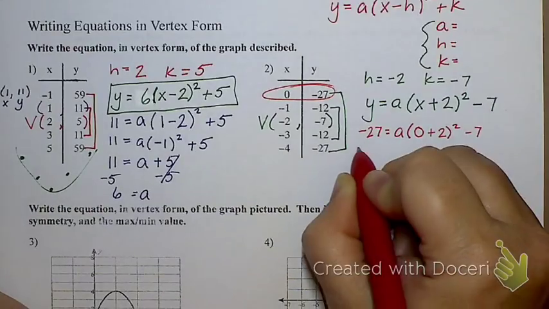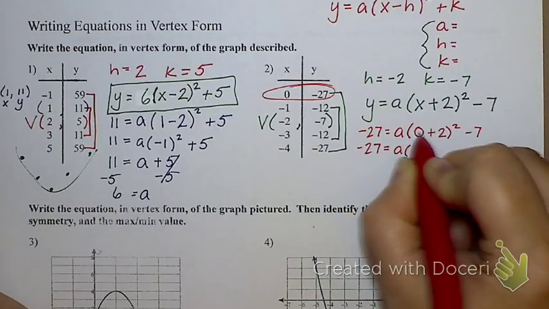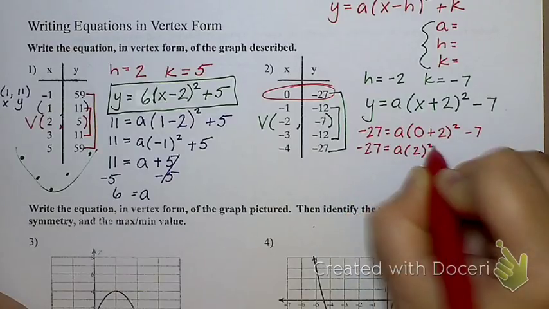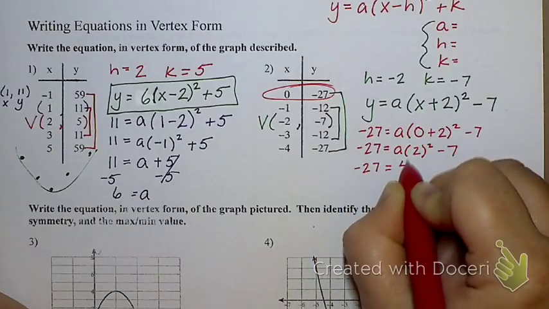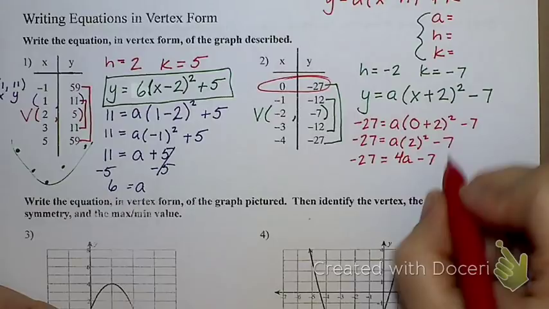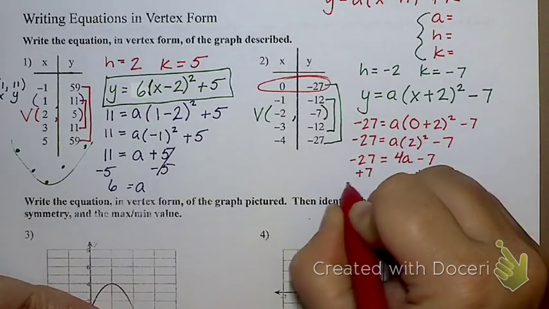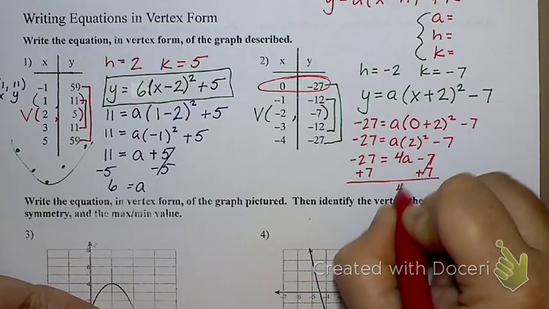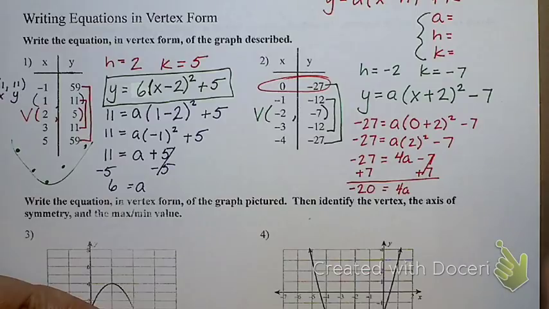All right. -27 equals A times 2 squared. What is 2 squared? Oh, let's add it. So I have 4A minus 7. What do I do from here? Add 7. So 4A is equal to -20.